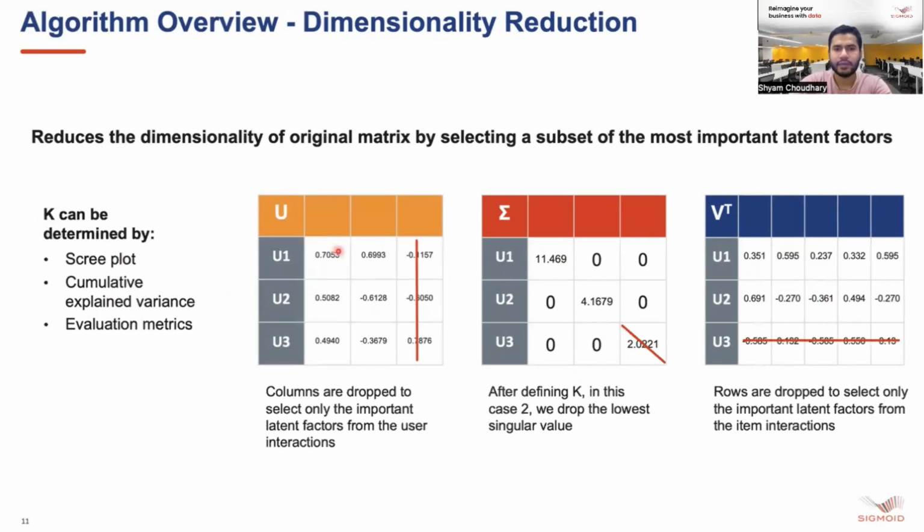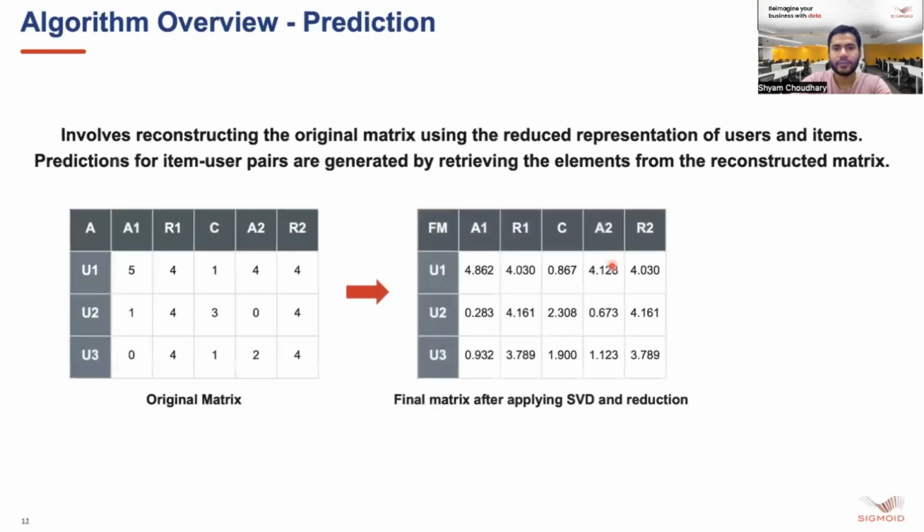So here we have selected the most important latent factors from the user interactions, and here we have selected the most important latent factors from the item interactions. Once we are done with this, we combine these 3 matrices by taking the dot product to create the final matrix after applying SVD and reduction. Then we can use this matrix to provide predictions. So for user 1, these 5 ratings are available to us, for user 2, these 5 ratings, etc.